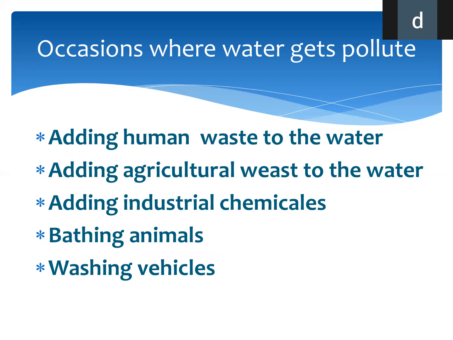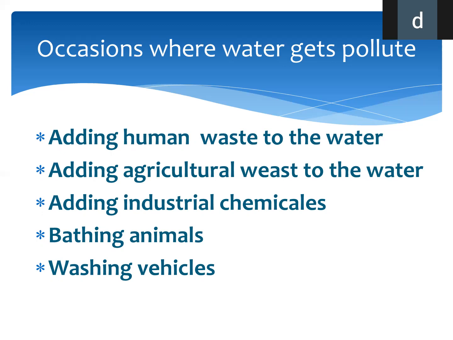We have many examples. We are throwing plastic cans, plastic bags, rubbish, everything into the waterways. Human waste is waste that people use and discard. Adding agricultural waste to the water. That means weedicide, pesticide, and other chemicals that we add in the agriculture field.